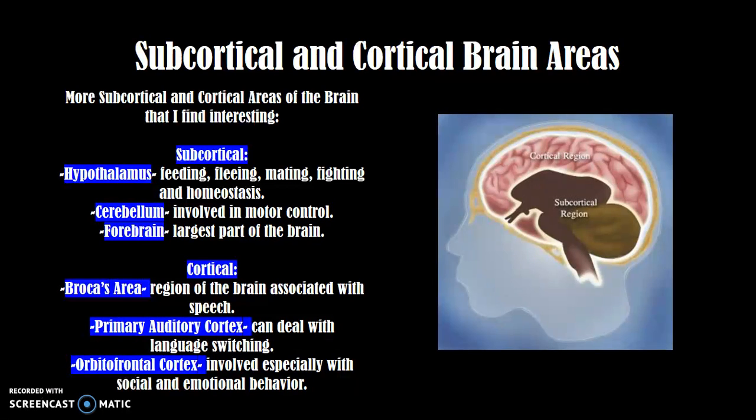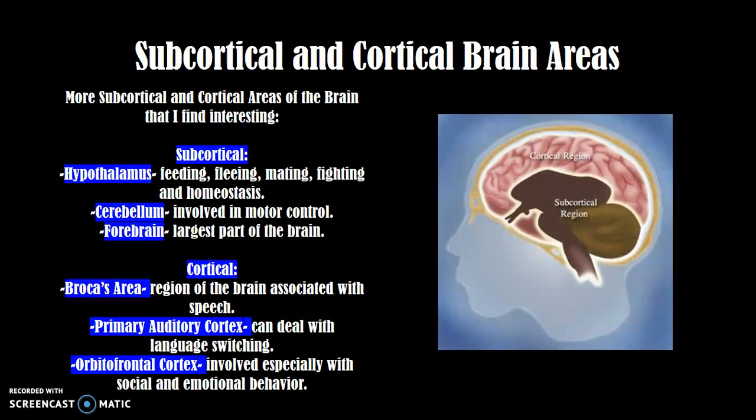And then the last thing we will talk about in this PowerPoint would be the subcortical and cortical brain areas. Some of the subcortical areas would be the hypothalamus, which is for feeding, fleeing, mating, fighting, and homeostasis. We also have the cerebellum, which I just talked about, which is involved in motor control. The forebrain, which I also talked about, is the largest part of the brain and was located in the limbic system.